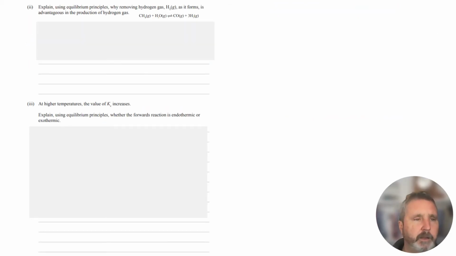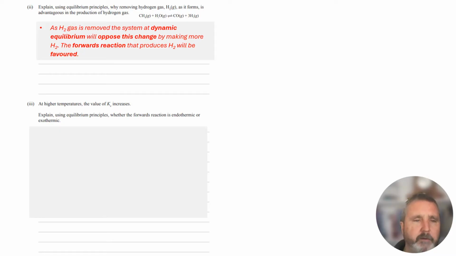Okay, so explain using equilibrium principles why removing hydrogen gas as it forms is an advantage to the production of hydrogen gas. Well, why is it good to remove the hydrogen gas as it forms? If we look at this equilibrium equation, we can see that the hydrogen gas is on the right-hand side. It's a product. And if we remove a product, because this is a dynamic equilibrium, the system will oppose the change by favoring the forward reaction. And the forward reaction will produce more hydrogen gas. So that's why it is beneficial to take the hydrogen gas away, because every time we take it away, it's going to make more. So that's an achieved and a merit question.